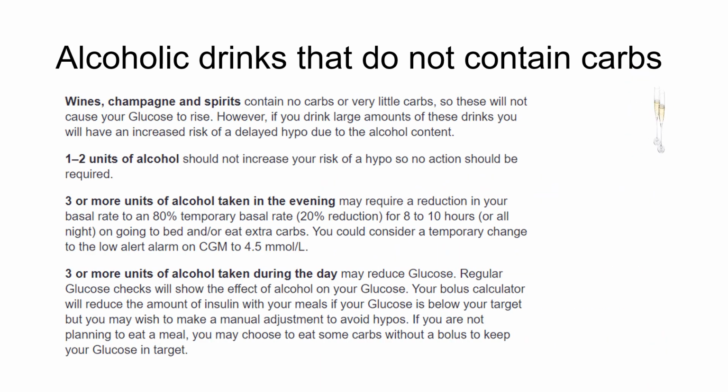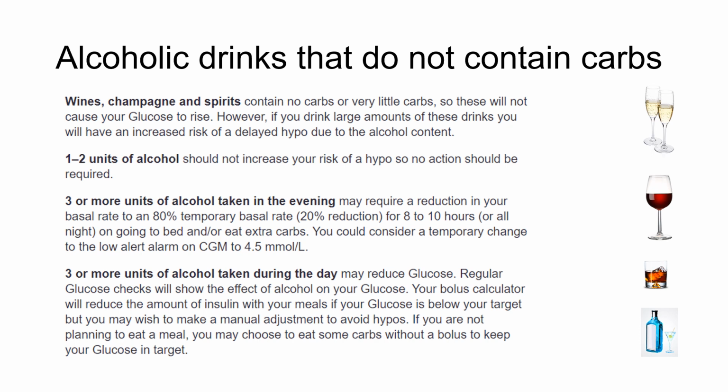For alcoholic drinks without carbs, the focus is on basal rate reductions and/or eating carbs. 1 to 2 units of alcohol should not increase the risk of a hypo, so no action should be required. 3 or more units of alcohol taken in the evening may require a reduction in basal rate to an 80% temporary basal rate for 8 to 10 hours or all night on going to bed, and you may or may not need to eat extra carbs. You could consider a temporary change to the lower alert alarm on CGM to 4.5.